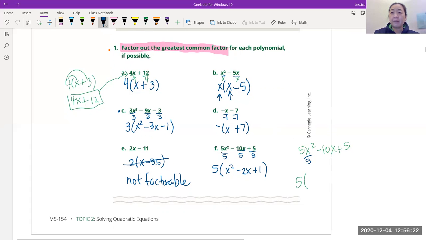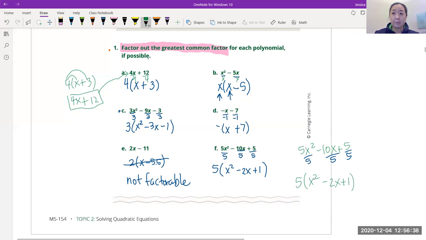So if we're pulling out a 5 right there, we're basically just dividing all of this by 5. And what do we have left on the inside? Well, this is going to be x squared. Negative 10x divided by 5 is negative 2x. And 5 divided by 5 is plus 1.